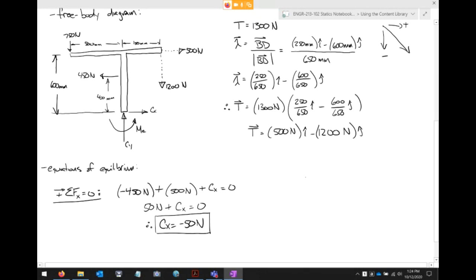So let's do it over here. Let's sum forces in the y direction. Take all of our forces going up as positive. So we just take it one step at a time. So the 750 newtons, we do need to consider that. Positive or negative? There we go.